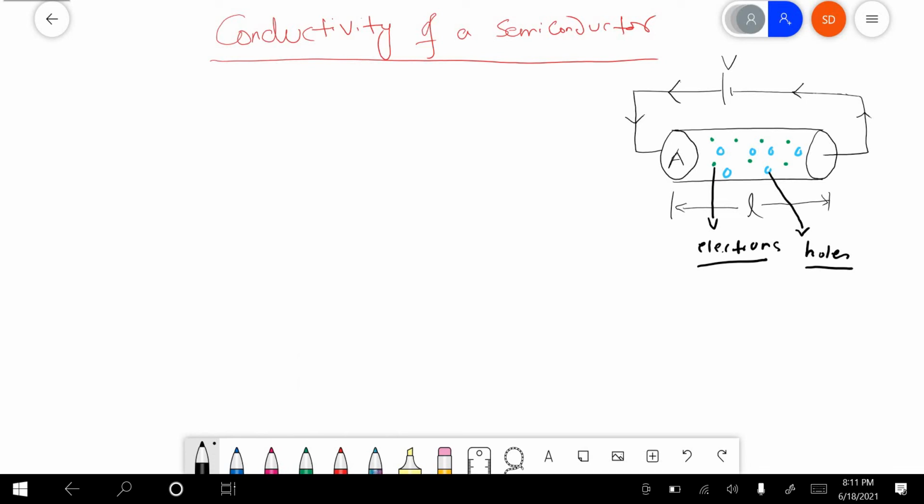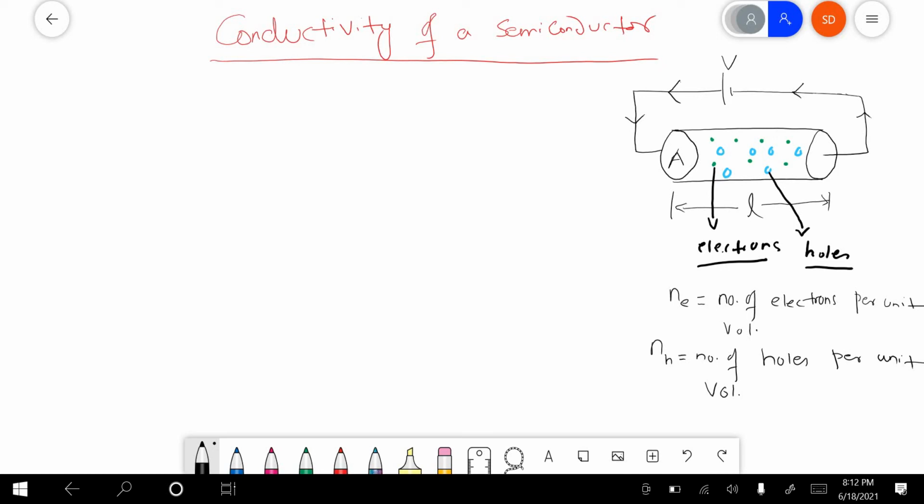Now let us assume Ne is the number density of electrons, that is the number of electrons per unit volume, and Nh represents the number density of holes, that is the number of holes per unit volume of this semiconductor material.